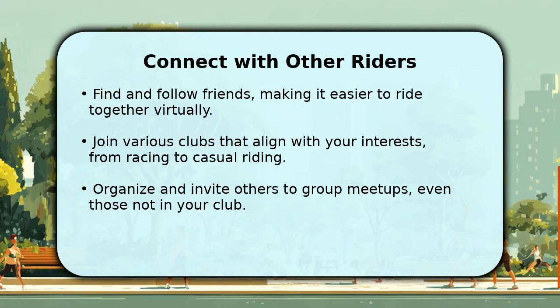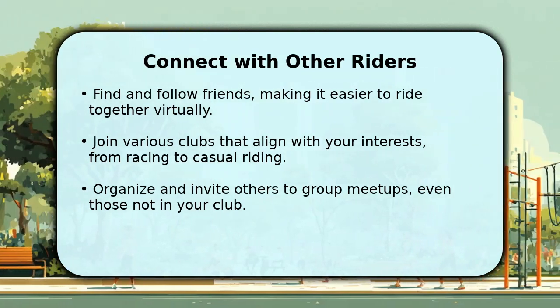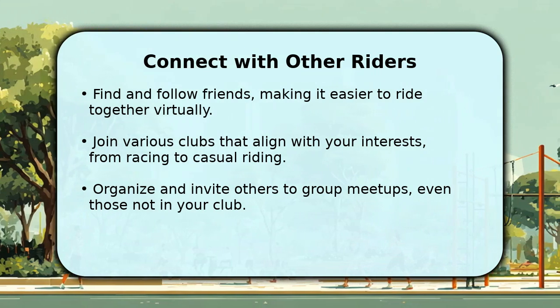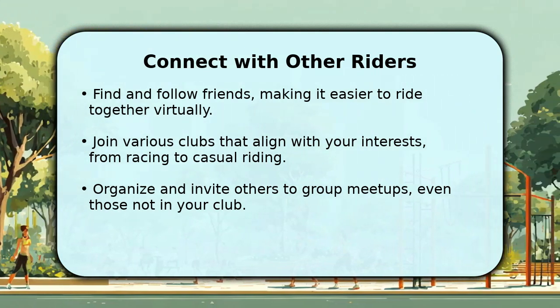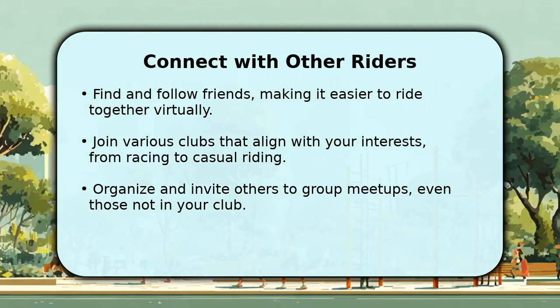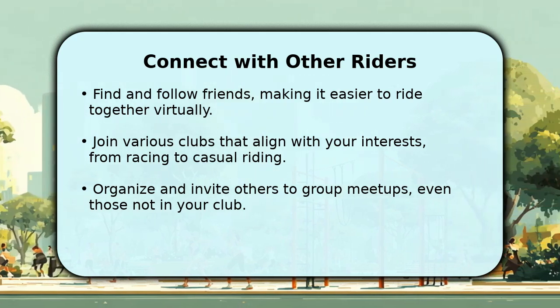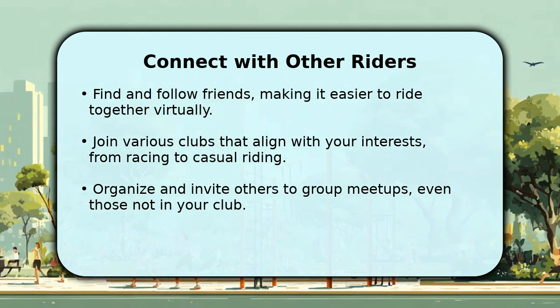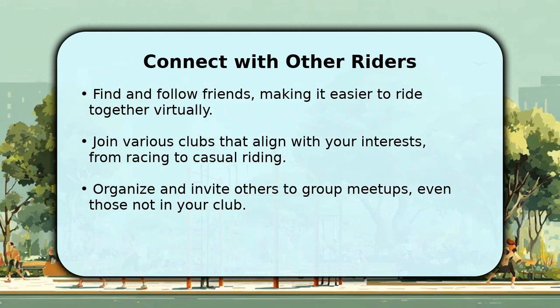Connecting with fellow cyclists is a core feature of the Companion app, enhancing your social experience. Find and follow friends, allowing you to quickly see their activity and invite them to ride. Join clubs based on your interests, perhaps for a racing team or a casual social group.